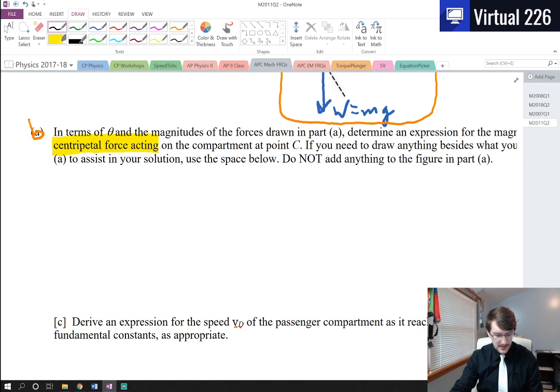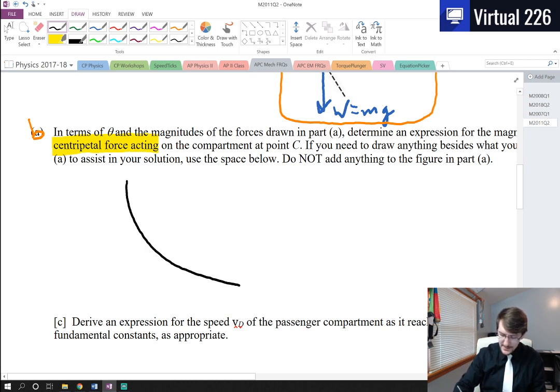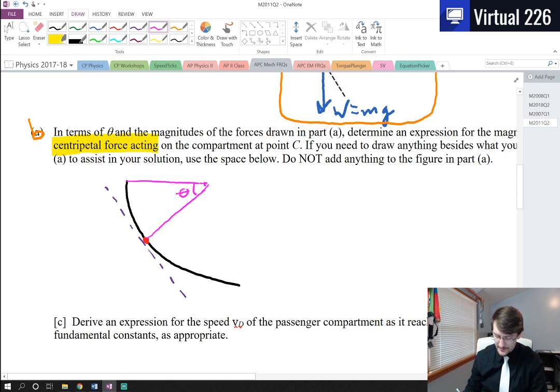This is kind of a weird thing to draw. Let's have that be the curve, and this be point C right here. If we draw a line tangent to point C, that line will look like this. And if we set a point at the center of our curve here, this we have as some angle theta.